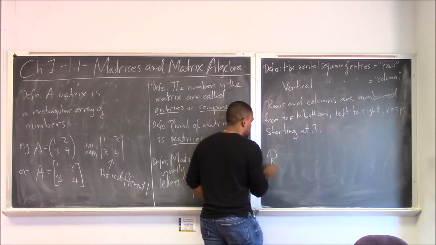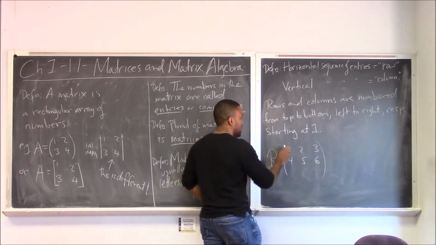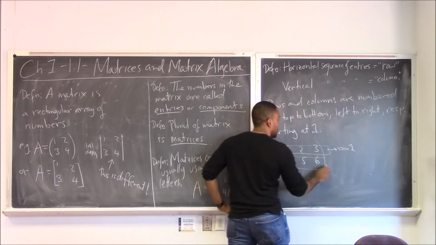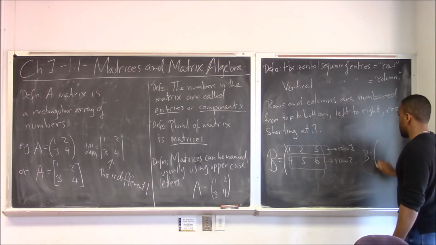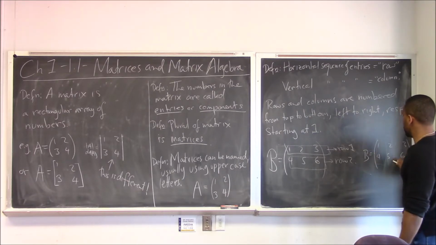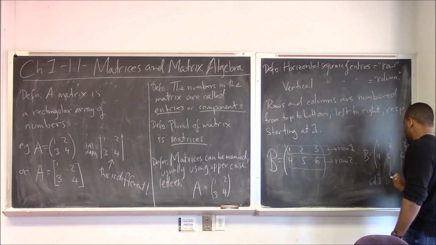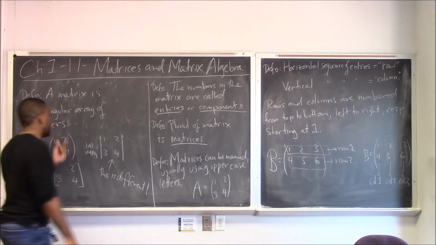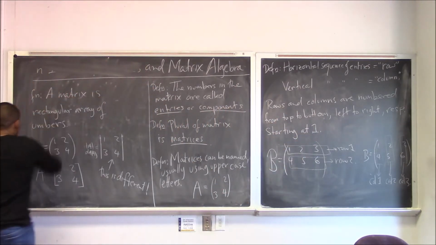So for example, if I have the matrix B, this is 1, 2, 3, 4, 5, 6, then this is row 1. This is row 2. Whereas if I look at the vertical sequence of numbers, this here will be column 1. This here is column 2. This here is column 3. So a matrix is a rectangular array of numbers. These numbers are called entries. A horizontal sequence of numbers is a row. A vertical sequence of numbers is a column.